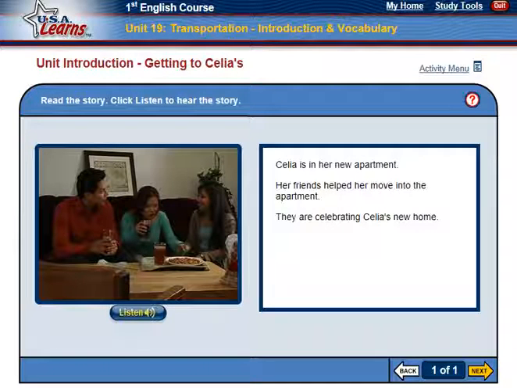Celia is in her new apartment. Her friends helped her move into the apartment. They are celebrating Celia's new home.